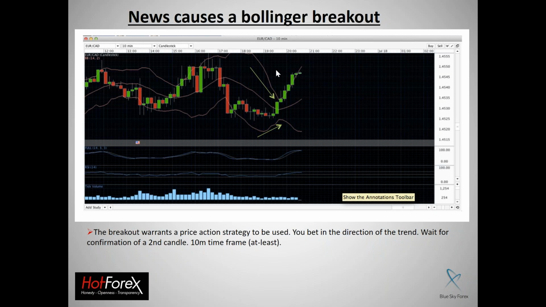The 10-minute time frame is the first time frame that you should be looking at. Then of course 30 minutes and 1 hour is a lot better, but in order to identify that the breakout is happening, you can also use the 10-minute chart.